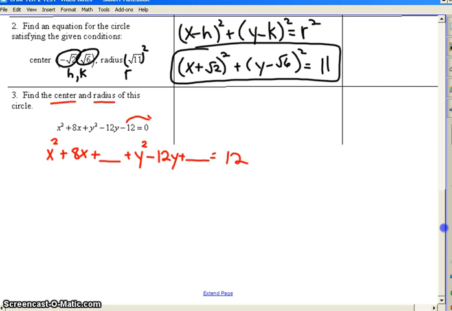And I'm going to move that minus 12 over before I can do this. Okay, 8 divided by 2 equals 4, and 4 squared equals 16. So I'm going to add 16 to both sides. Okay, negative 12 divided by 2 is negative 6, and negative 6 squared is positive 36.